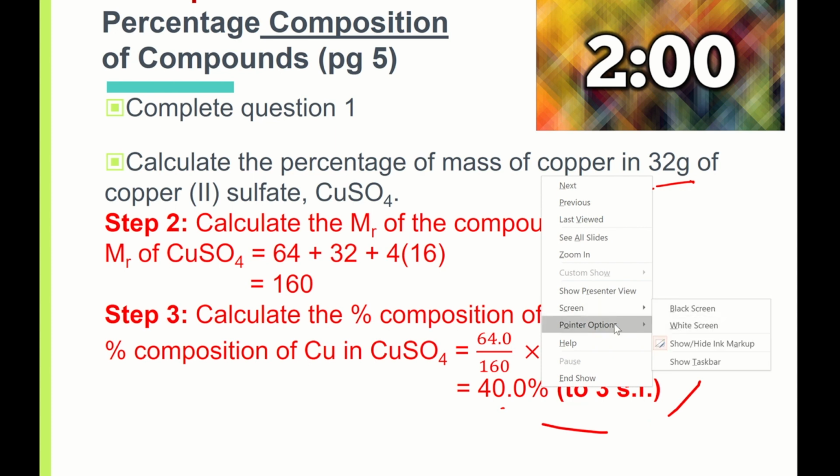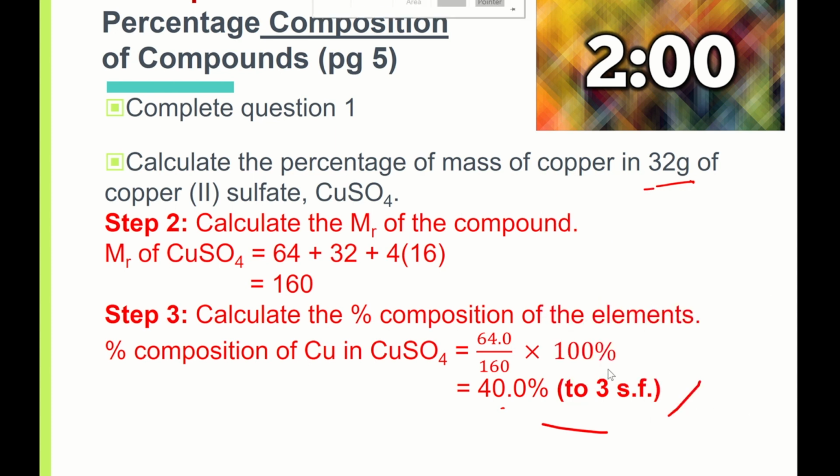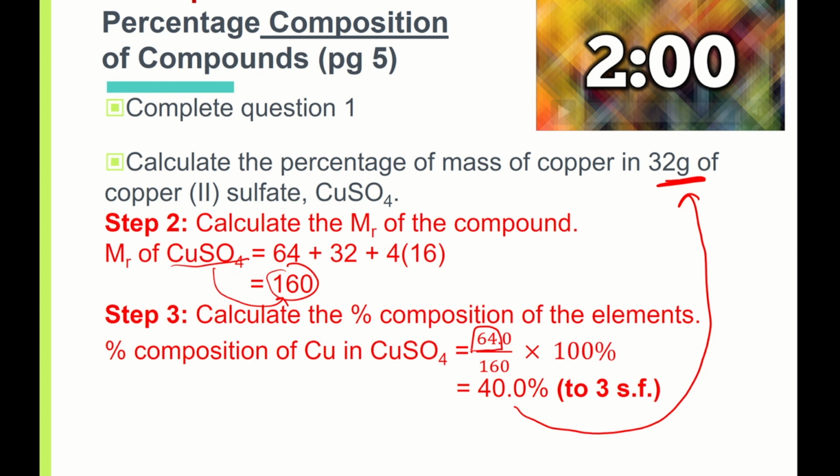So if you are given a compound of 32 gram, 40% of this 32 gram is your copper. What this means is that out of this 32 gram, 40% is contributed by copper. Let's look at this working again. The total Mr of the compound, copper(II) sulfate, is 160. Of this 160, 64 units are contributed by copper. That is to say, 40% is contributed by copper.